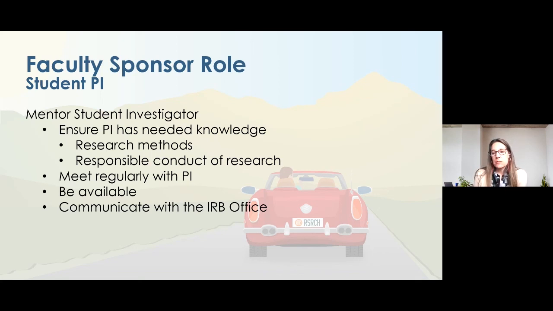So that faculty sponsor really needs to be available, be here to help them move through whatever is going on should questions or issues pop up. Be that front line before they reach out to the IRB. They have that faculty sponsor they can reach out to if needed, and then communicate with us, with the IRB office. If the faculty sponsor is going to be on sabbatical for a while the study is taking place, let us know so that we can help with that.